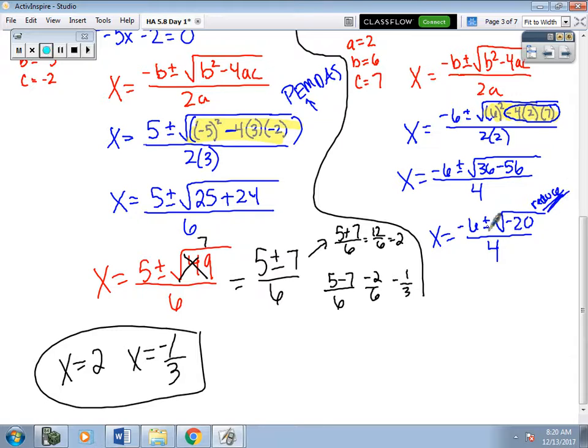Okay, we know that first of all the i should come out. So this would be -6 plus or minus i. The square root of 20 can break down into the square root of 4 and the square root of 5, which will get me 2 square roots of 5.